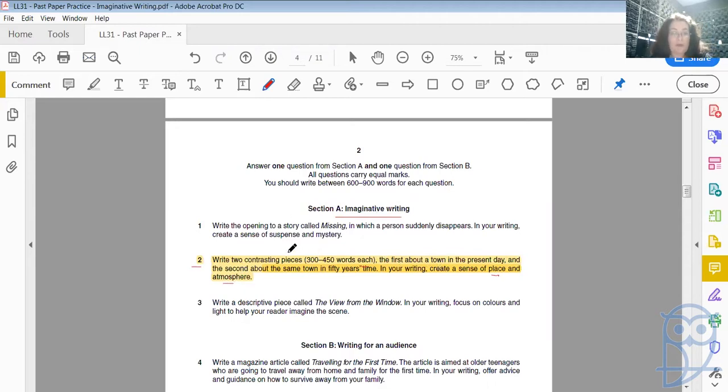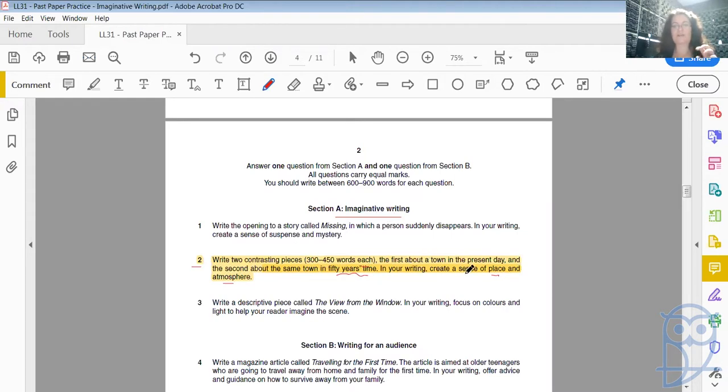So just remember that when you read through your question, you've got to make sure that you are focusing on what the question is asking of you. So you're going to have two pieces, they've got to be a certain length, let's say 2 pages each. The first is going to be about a town in the present day, and the second about the same town in 50 years' time, so in the future.